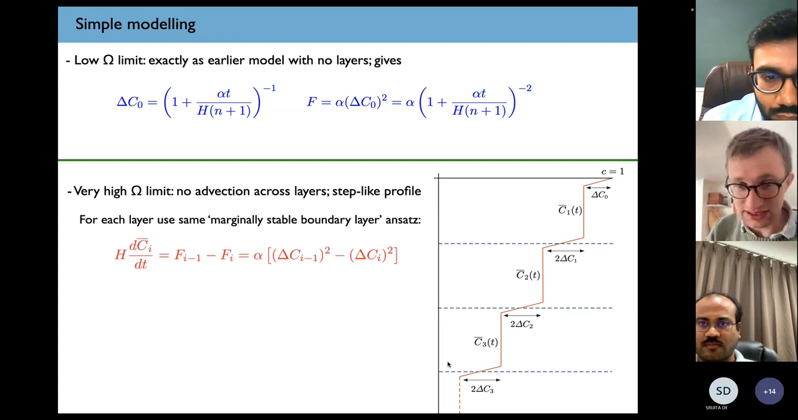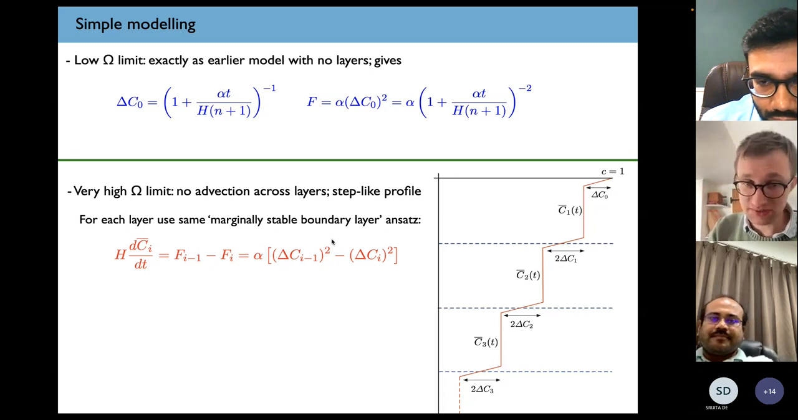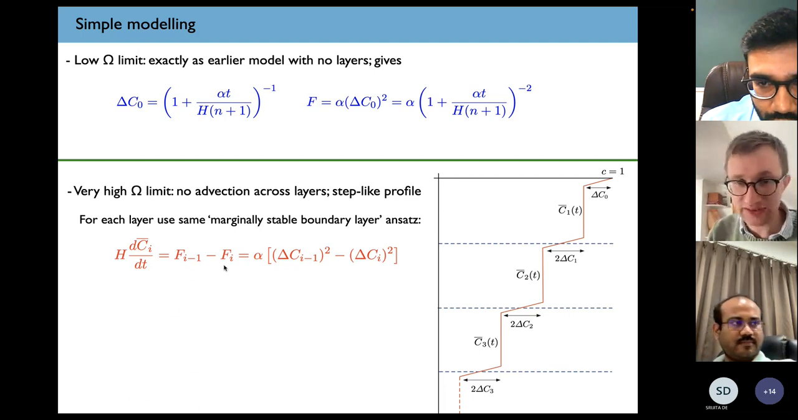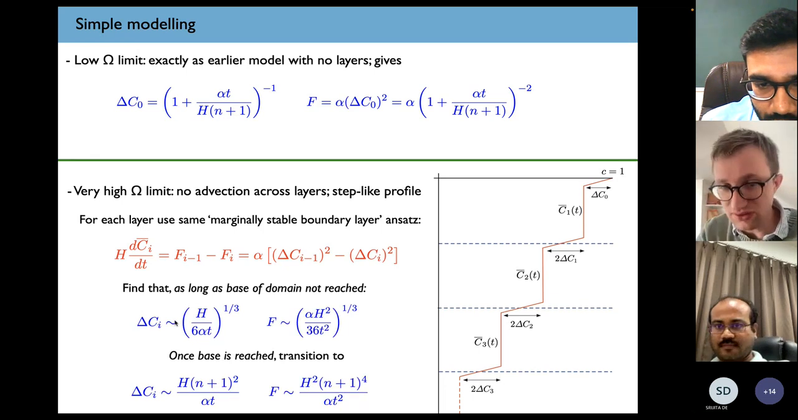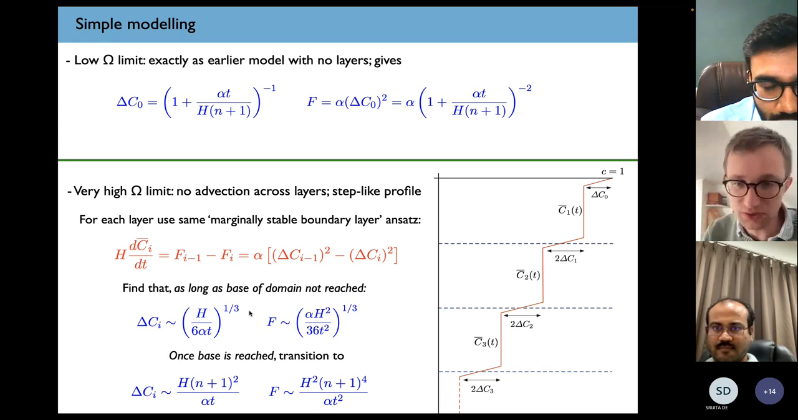It's possible to write down simple models in the same way. Just by conserving mass, effectively you can write this down, and then you use the same kind of marginal stability boundary layer hypothesis to describe what the flux is between any two of the layers. And you can solve this problem. It's basically just a set of ODEs, and you can write down solutions. But you can also extract some scalings, which is maybe what's more useful.